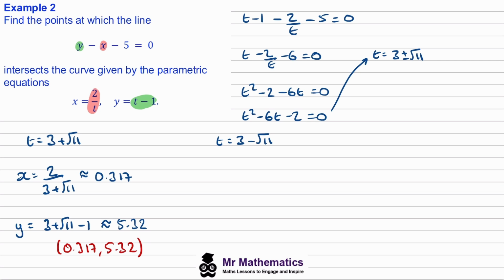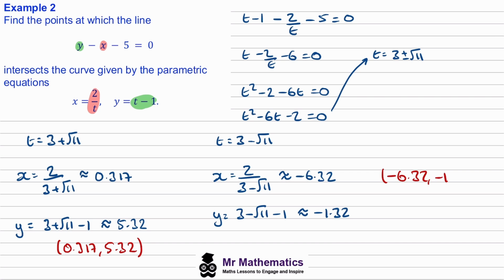Okay? The second point of intersection, now we'll substitute this value of t into the parametric equations. So we'll have 2 over 3 minus root 11. This is approximately negative 6.32. And y equals 3 minus root 11 minus that 1, which is approximately negative 1.32. So the second point of intersection is negative 6.32 and negative 1.32. Okay? Let's try one more question.